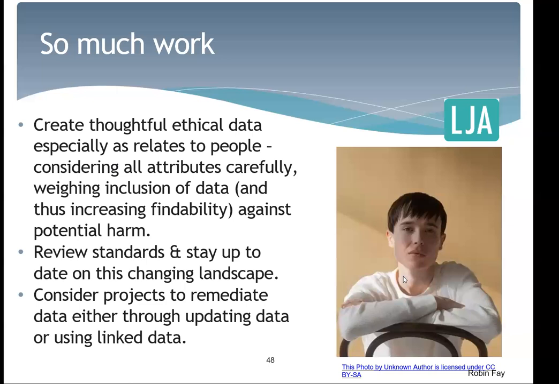And at least that way, if they don't give you information back and you go ahead and do it, well, at least you tried, right? And I would still be careful, but at least you have given them the opportunity to say something. And then of course we always want to review standards, stay up to date on this changing landscape.